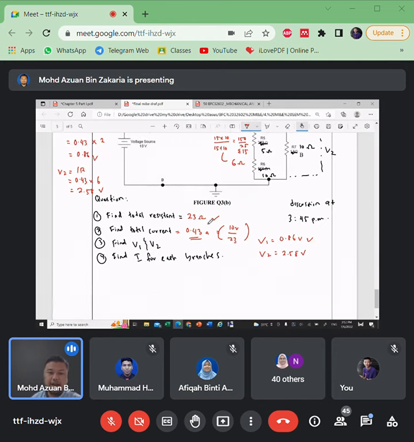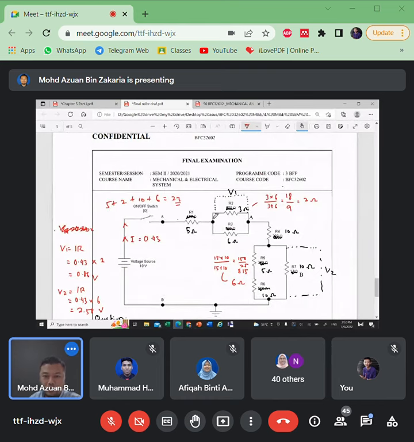And lastly, find I for each branch. Alright, so we already know this is 0.86 and this is 2.58. So I equals V over R. So I here is V over R, 0.86 divided by 3. And this one, 0.86 divided by 6.